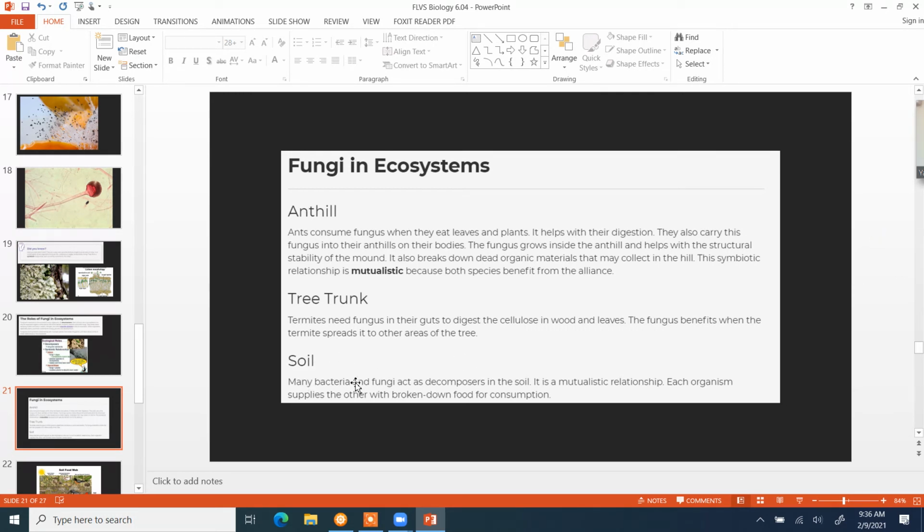In the soil, of course, the soil is filled with fungi, so the fungi break down all kinds of dead organisms and then return nutrients back to the soil.